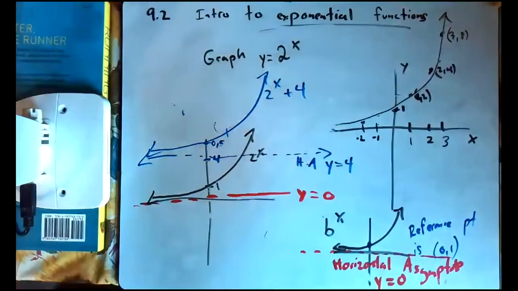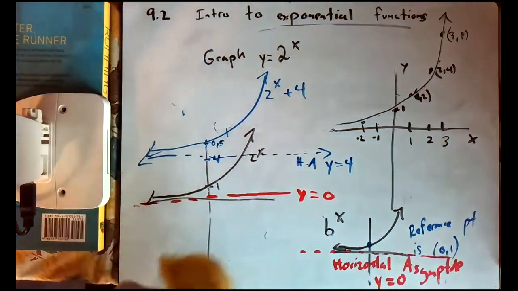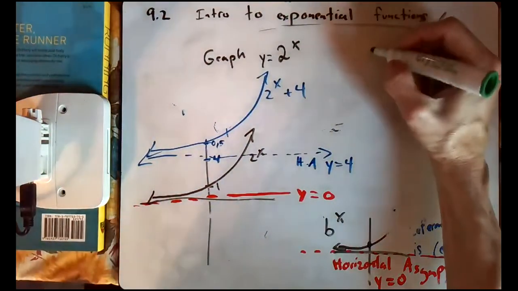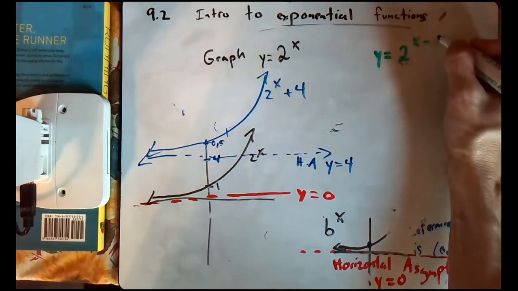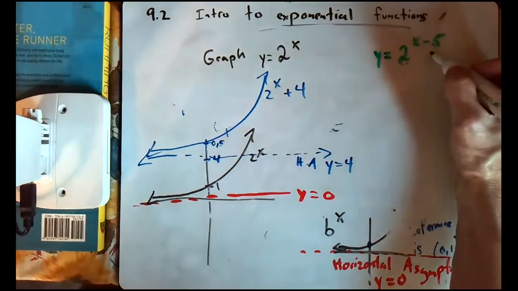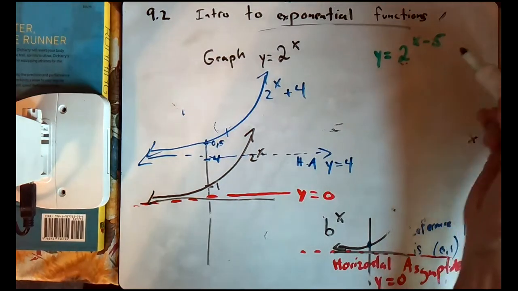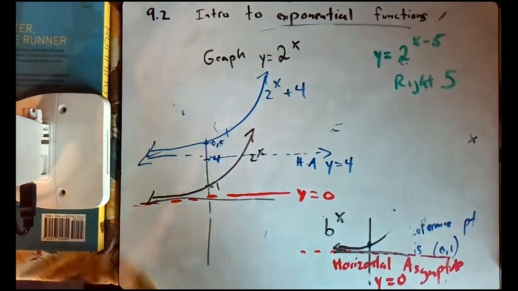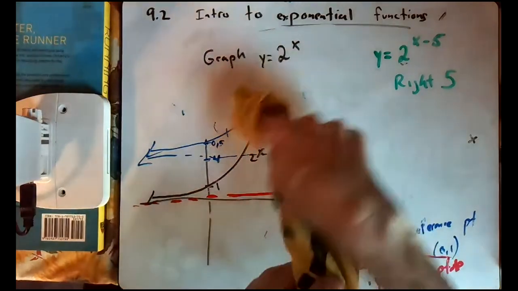And of course, you can have horizontal shifts, right? We can have horizontal shifts, reflection, all that stuff. So let's say I wanted to do, in the green right here, what if we wanted to graph y equals 2 to the x minus 5. So remember, when you have a number trapped inside with the x, that was a horizontal shift, and you go in the opposite direction. So we're not going to go left 5, we're going to go right 5. Now, how would that impact the original 2 to the x? Let's check that out.